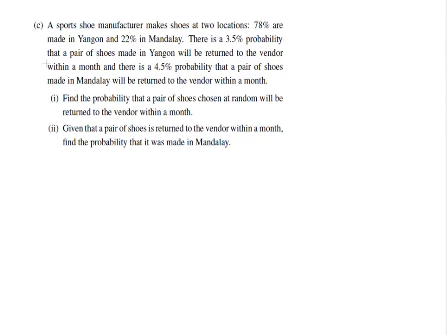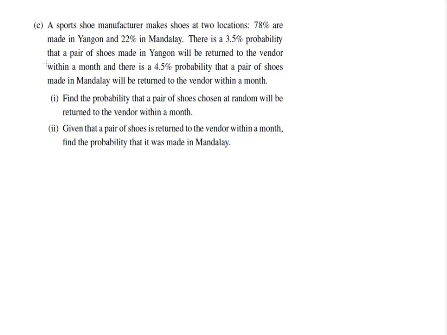So there is a 3.5% probability that a pair of shoes made in Yangon will be returned to the vendor within a month, and there's a 4.5% probability that a pair of shoes made in Mandalay will be returned to the vendor within a month. Now, find the probability that a pair of shoes chosen at random will be returned to the vendor within a month. So it doesn't really matter where they come from.